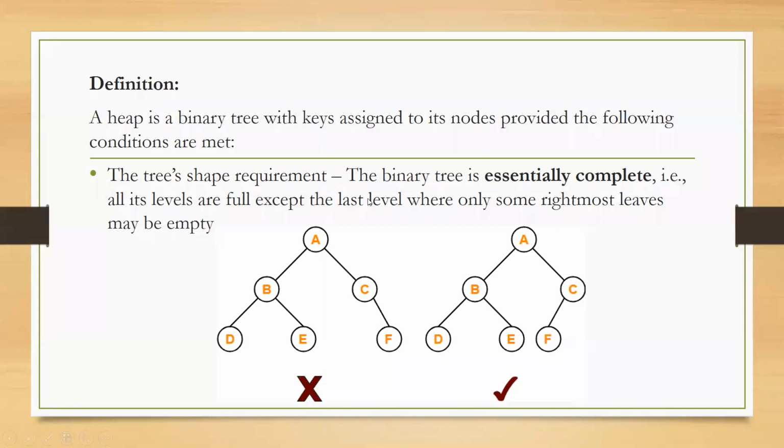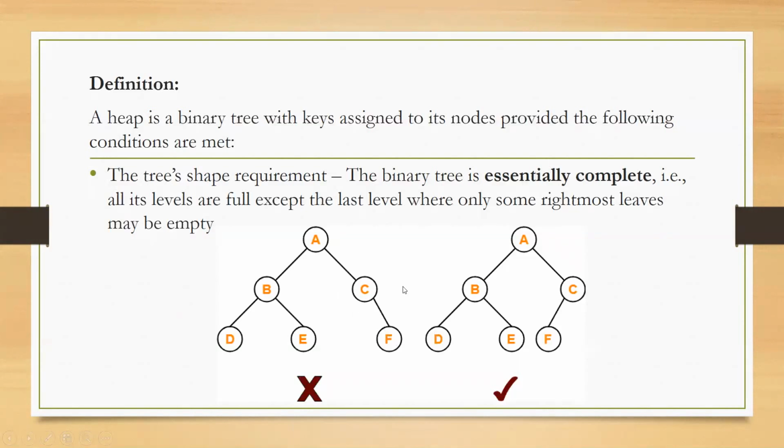But what should be in the last level? In the last level, only some rightmost leaves may be empty. In the last level, there may be empty nodes, but the empty nodes should be only towards the right-hand side. Now, if you observe the left-hand diagram, until the last but one level, the tree is full. A, B, and C, all the nodes are present. But what about the last level? D is there, E is there, and for C, there is no left node, but there is a right node. We cannot call this essentially complete.